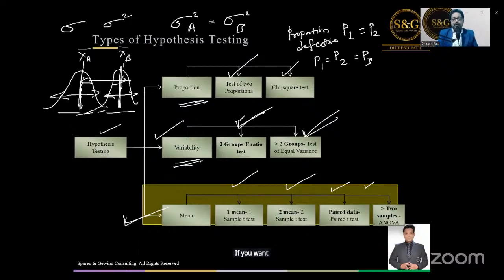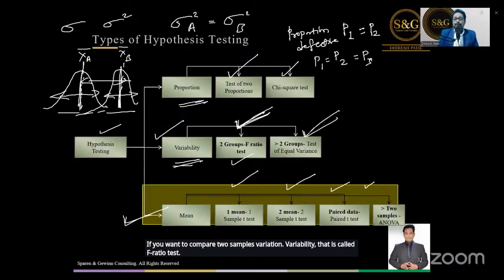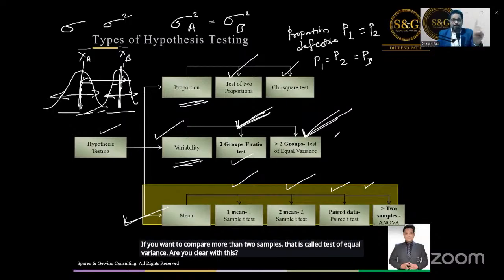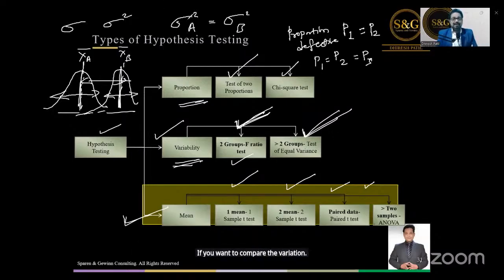If you want to compare two samples variability, that is called F ratio test. If you want to compare more than two samples, that is called test of equal variance. Are you clear with this? If you want to compare the variation, which is variance, sigma square, or you can compare standard deviation. Clear? Very good.